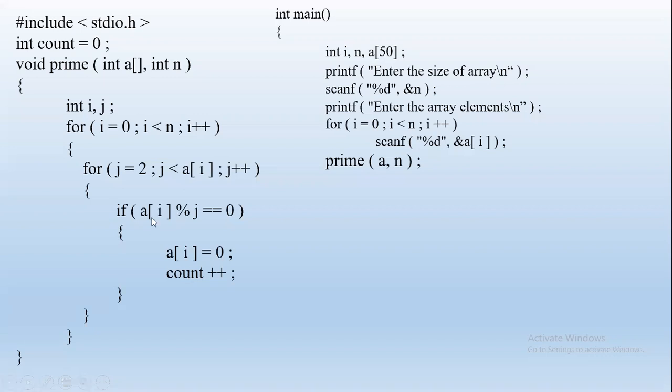So 5 remains 5. It does not get changed to 0. Neither does count increment. So in this case, again, when j becomes 5, 5 less than 5 condition is false. So it will stop. At the end of this, i again gets incremented. So i becomes 3, right? But n value is also 3. There are only 3 numbers in our example. 3 less than 3 condition is false.